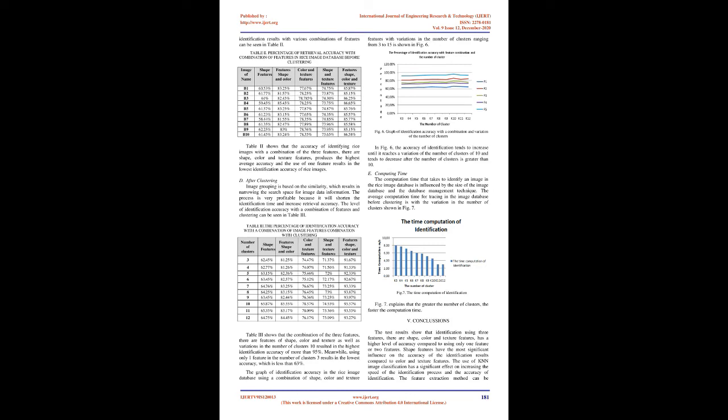A. Identification results. Identification testing is carried out by varying the number of clusters and feature combinations. The test results with a combination of 3 feature weights and 10 cluster variations are shown in Fig 5. Fig 5. Results of rice identification based on feature shape, color, and texture.